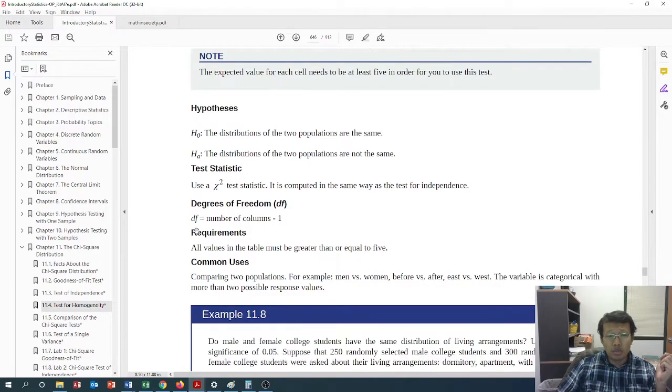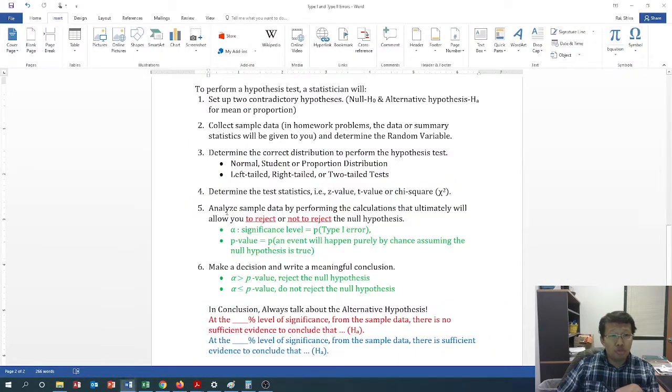Common uses are comparing two populations, for example men versus women, before versus after, east versus west, and so on. The variable is categorical with more than 2 possible response values. And again, I would ask you to go through this document. This will help you a lot.